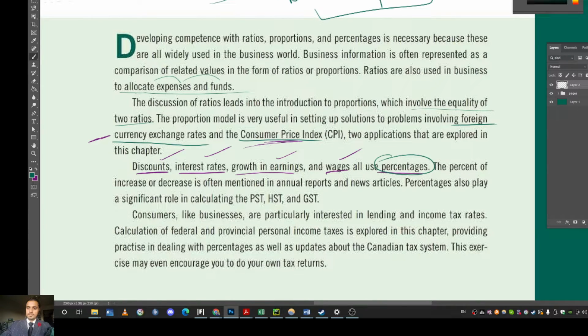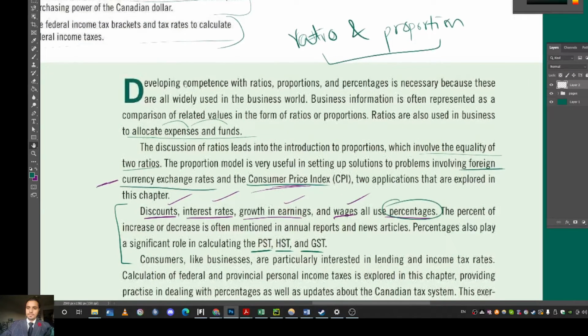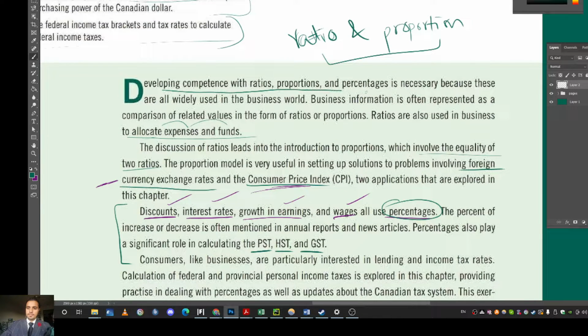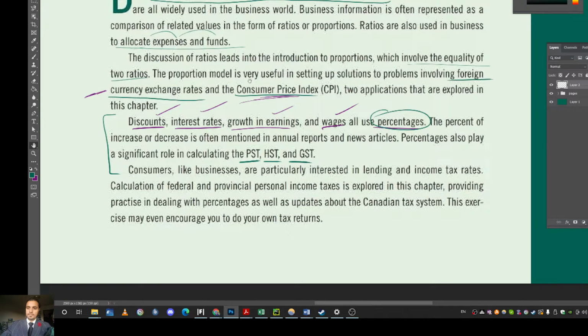The percent of increase or decrease is often mentioned in annual reports and news articles. They'll say, from last year there's been a 2 or 3 or 4 or 5% increase, and that itself is a use case for percentages. Percentages also play a significant role in calculating the PST, HST, and GST. That's why it's very important that we learn about percentages. What we're basically saying so far is that developing competence with ratios, proportions, and percentages is necessary because these are widely used in the business world, so it would be great for you to have a good solid foundation in that.